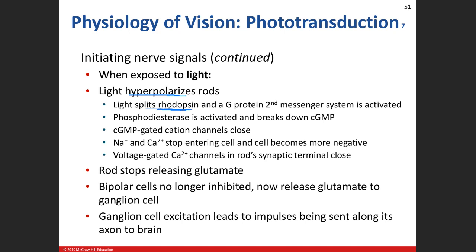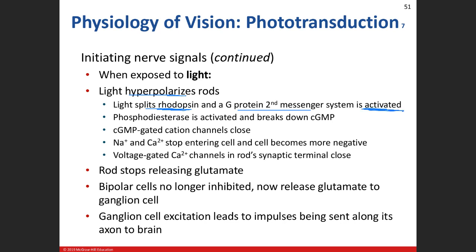But also what will happen is now we've activated a secondary messenger system. This is the third time that we've talked about the secondary messenger system. We talked about it with olfaction. We just got done talking about it with gustation. And now we're going to talk about it here with our visual system. We're going to activate that secondary messenger system.